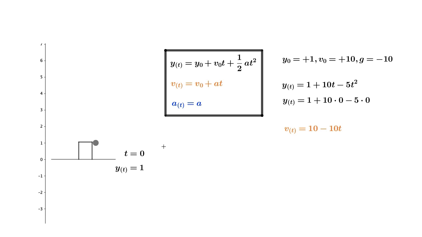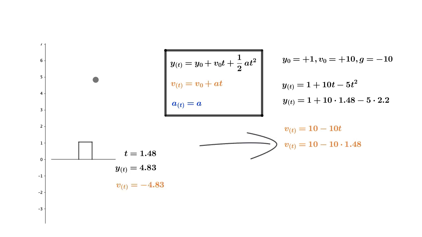Let's start off with t equals 0, and then we'll let the time begin running, and we'll see that not only the position changes, but the velocity changes as well. For example, when the time equals 1.48, that is after 1.48 seconds, the velocity is equal to minus 4.83. That's just because 10 minus 10 times 1.48 gives us minus 4.83.